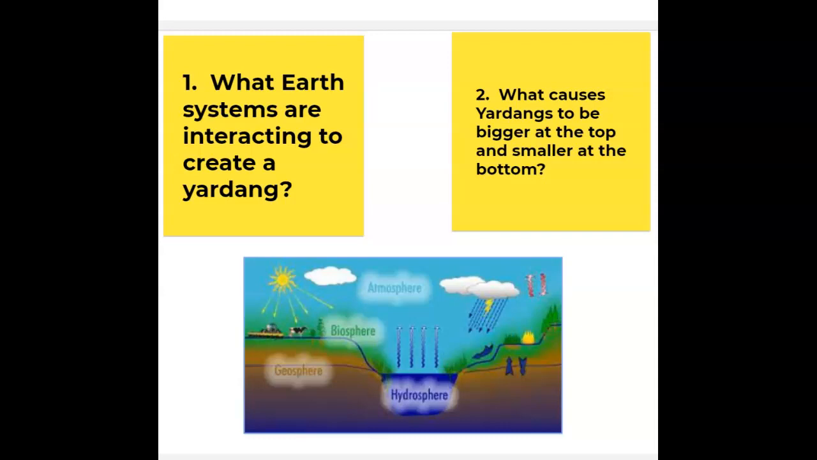Question one is, what Earth systems are interacting to create a Yardang? So we've got, remember, geosphere, biosphere, atmosphere, hydrosphere. So what two Earth systems are interacting to create a Yardang? And then what causes Yardangs to be bigger at the top and smaller at the bottom? So go ahead and on your whiteboard or your notebook, just write those questions down real quick. And then you can unpause the video and get started.